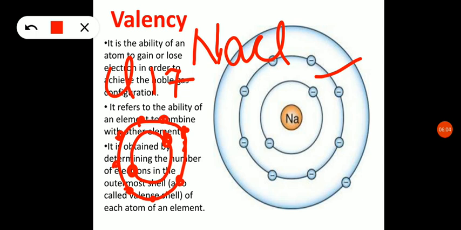Okay, so totally 10 electrons are filled. Now the remaining 7 electrons are filled in the third shell. So totally 7.